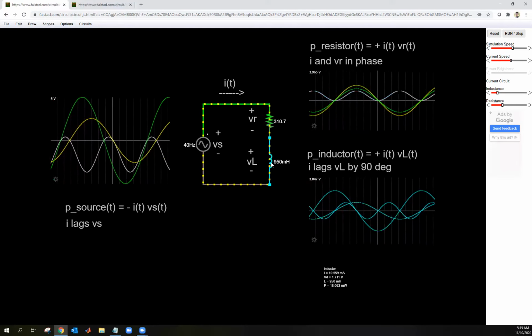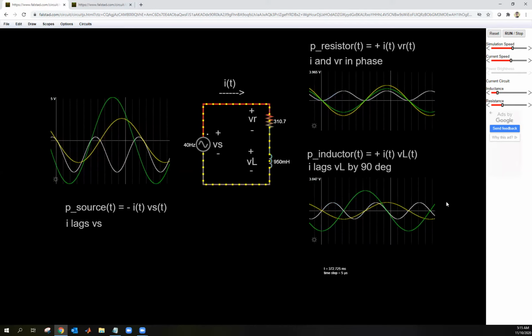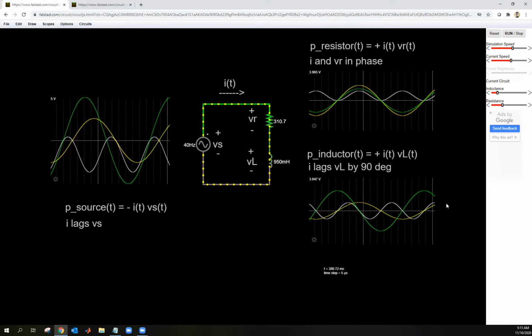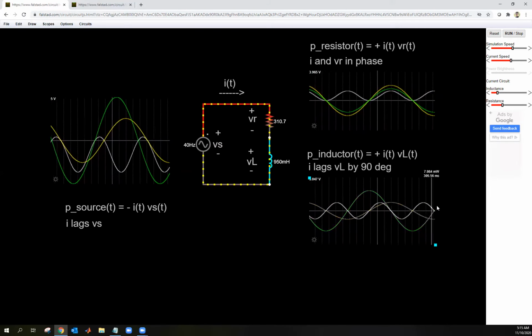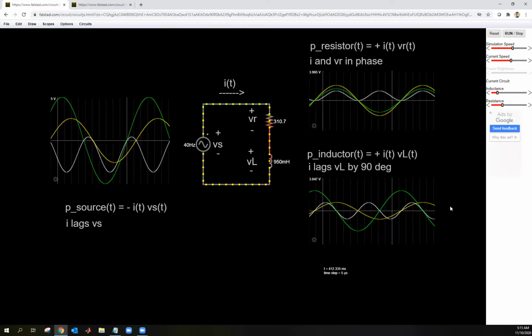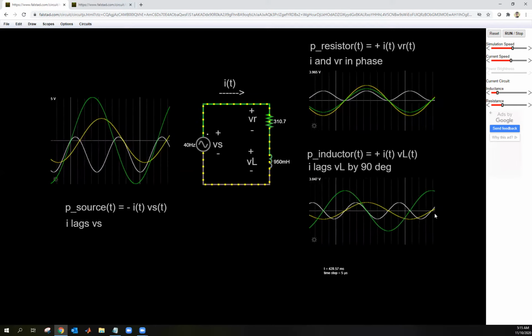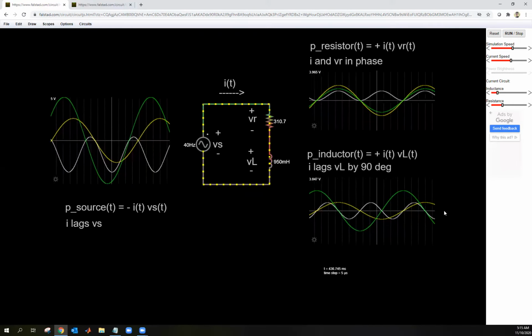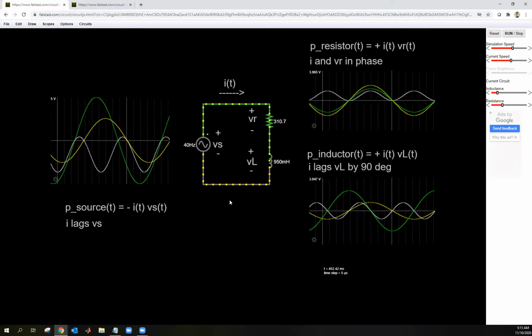Let's look at this pure inductor. Look at the current. The current is phase lagged by the voltage by 90 degrees. Okay, and you can see that the instantaneous power in white is oscillating now about the x-axis, which means the average P is 0, but at any given moment, you might have non-zero power transfer, whether it's positive or negative, okay? Okay, now let's go to the source.